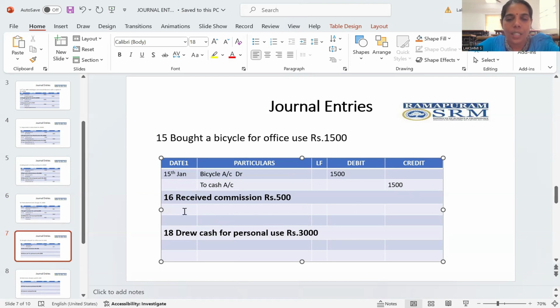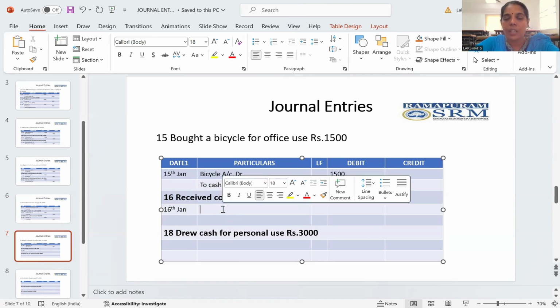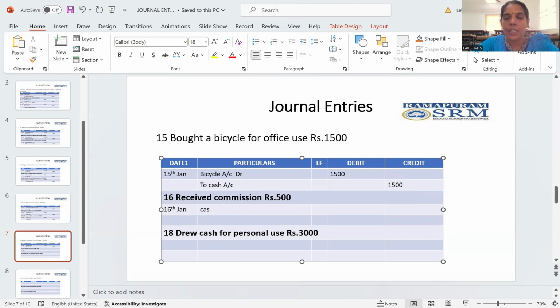On 16th January, received commission. We received commission in the mode of cash. So cash account debit, cash comes into the business in the form of commission. To commission account, being the commission received for rupees 500.